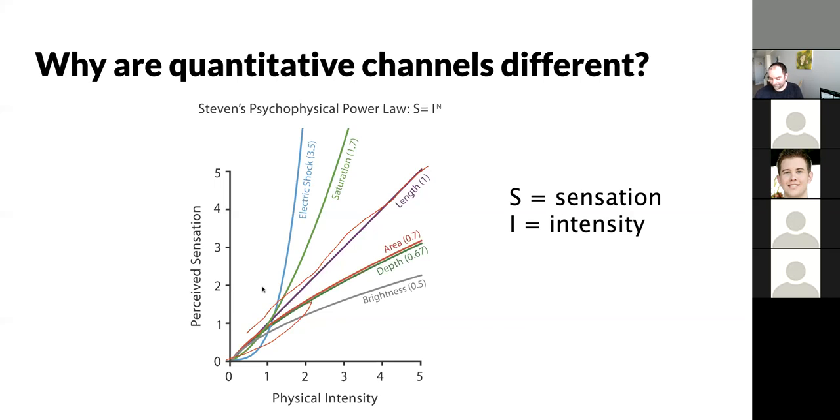Yeah, exactly. And so the point is that if something is 4 inches versus 2 inches, I can tell it's twice as long. If it's 4 inches and 8 inches, I can still tell it's twice as long. If I have something that is a 2 volt electric shock versus a 4 volt electric shock, I cannot tell that it is twice as much. I perceive it as much more.